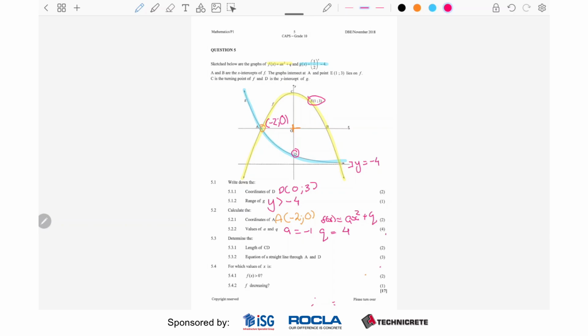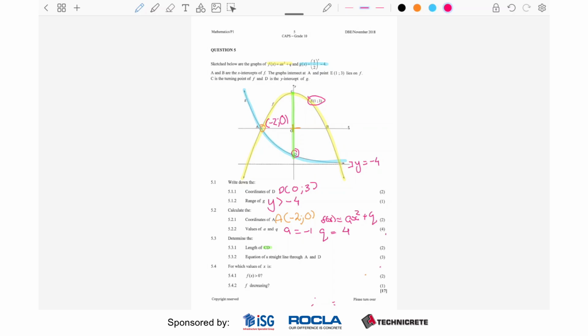Now, the next question wants us to find the length of CD. CD is from this point here all the way to this point here. So the only possible way we can find this length is to look for the y value of C and the y value of D and subtract them. That will give us the length. Oh, sorry, not add them together, but minus them.